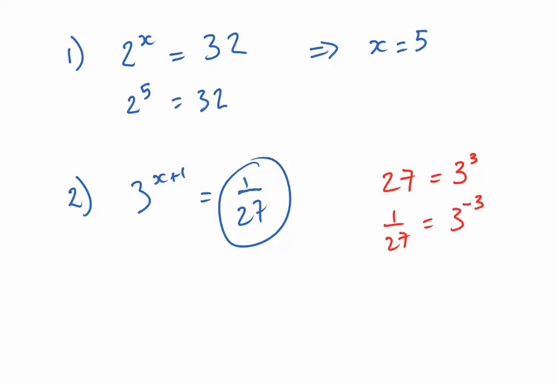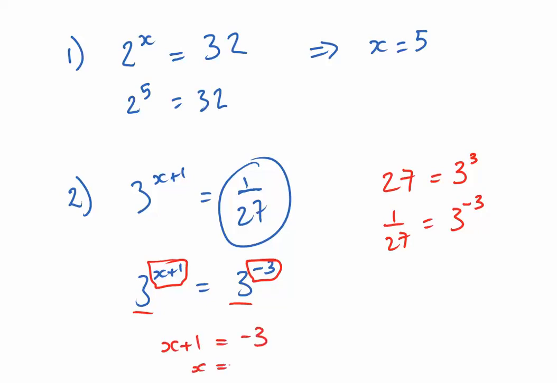So I'm going to rewrite that equation. 3 to the x plus 1 is equal to 3 to the power of minus 3. Now, because we've got the same base, that means that our powers, our indices, must be equal. So x plus 1 must be equal to negative 3, so x is negative 4.